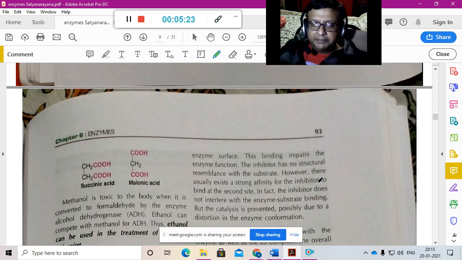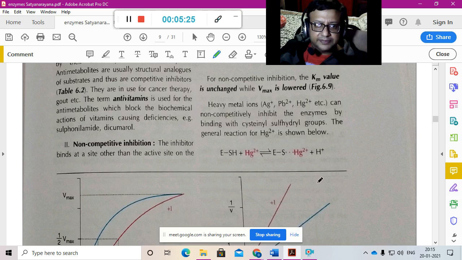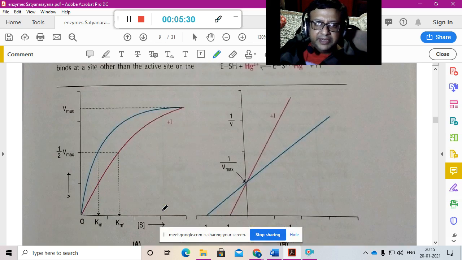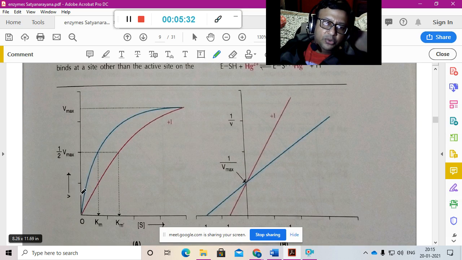So let us look at the picture, what happens. This is the effect of a competitive inhibitor. The blue line is the normal Michaelis-Menten curve. But when you give an inhibitor, you see the Km shifts more towards the right. This means that the affinity has reduced because you have an inhibitor.